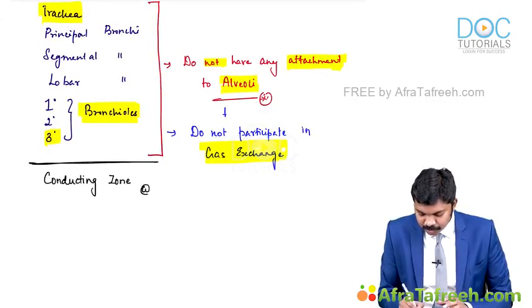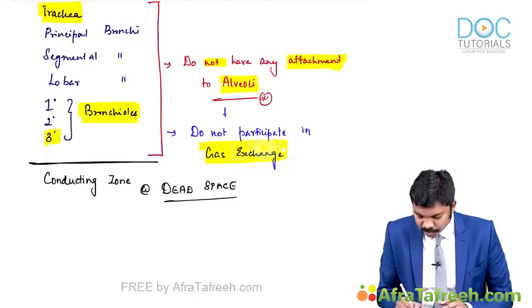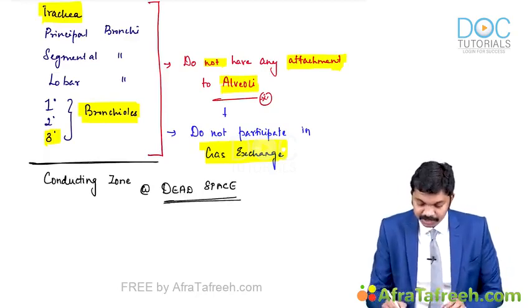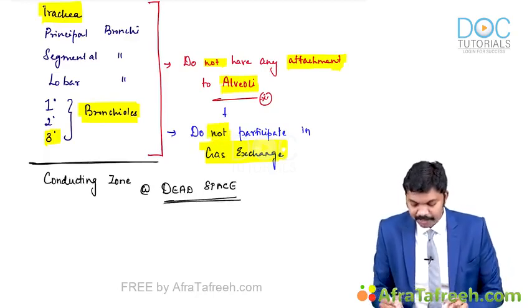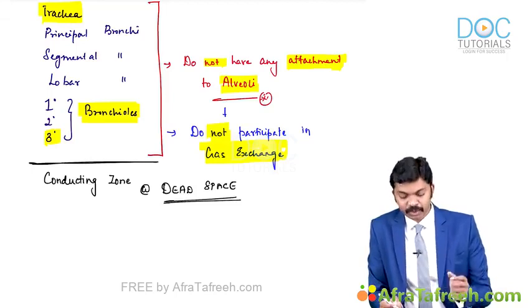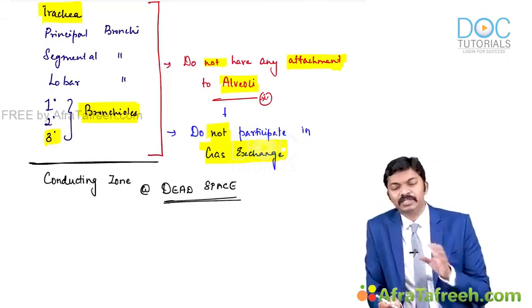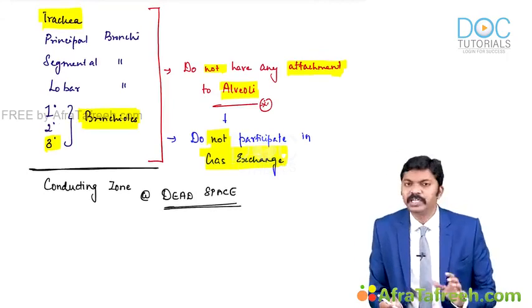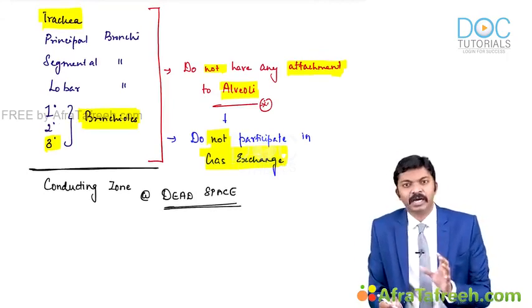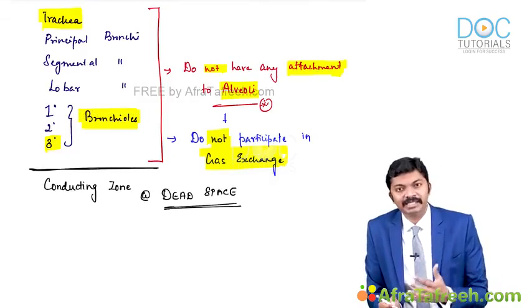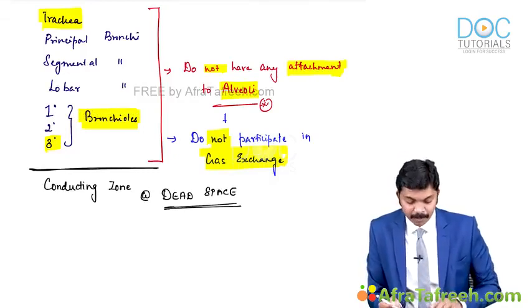And this conducting zone is also called dead space. Now remember, because these airways are not participating in gas exchange, they are colloquially called the conducting zone, and the exact terminology is dead space, doctors. So what is dead space? Any structure in the lung which is not involved in gas exchange is called dead space. Hope you know that. Okay, fine.